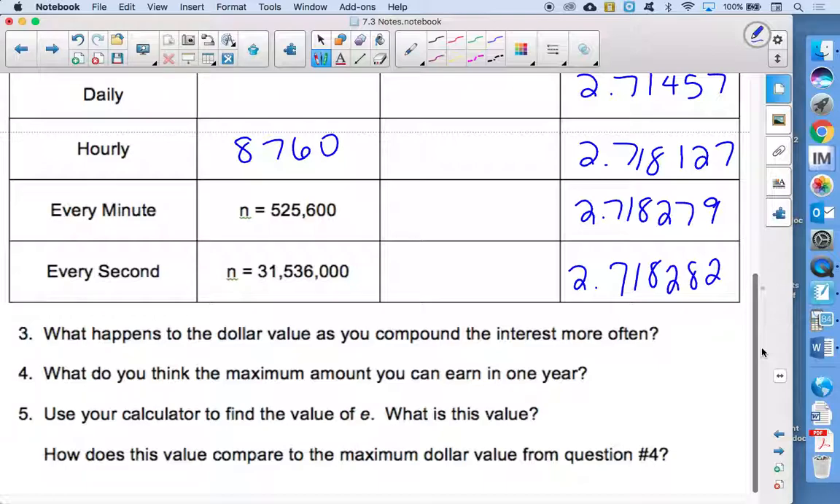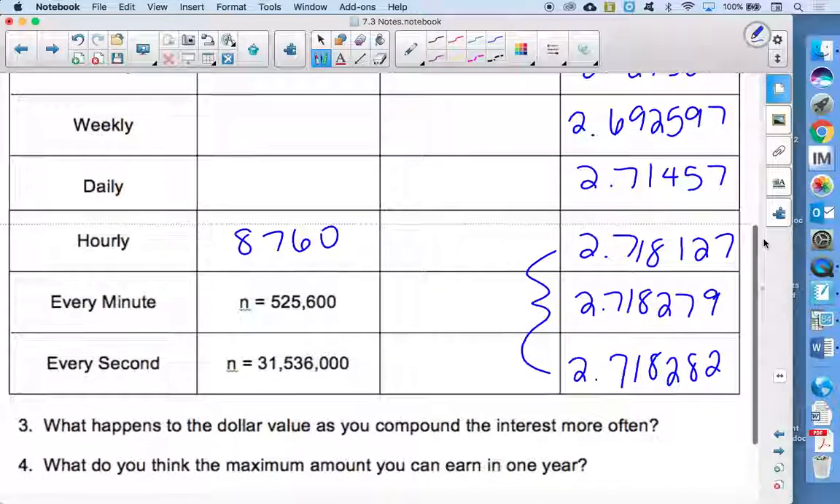At some point, the values stop increasing. So you're going to get more money, but after the daily amount, these numbers are almost exactly the same. And if we're talking about money and we round to two decimal places, they are exactly the same.